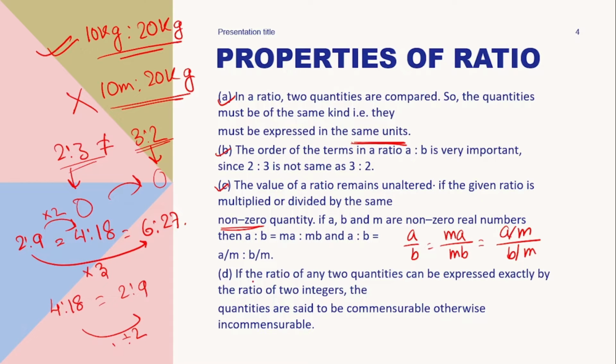And point D, it is said that if the ratio of any two quantities can be expressed exactly by the ratio of two integers, the quantities are said to be commensurable, and otherwise incommensurable. This is just theory. I think you should understand. So let's go to the next slide.